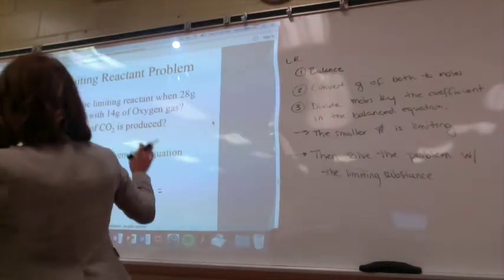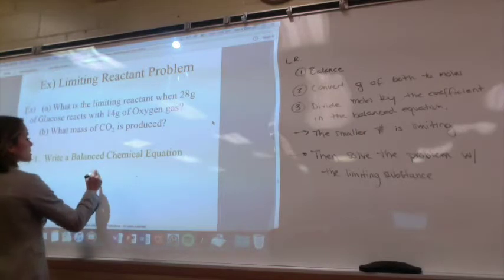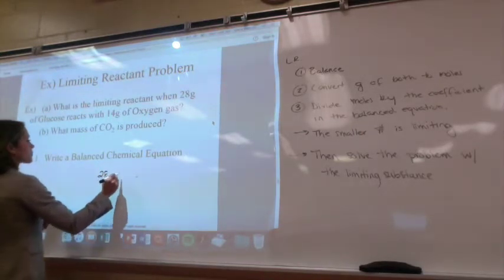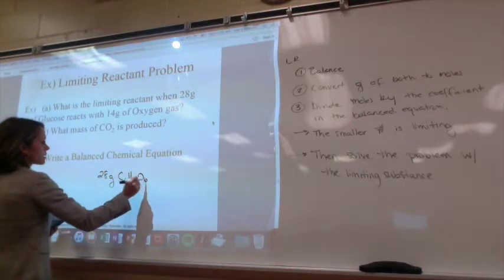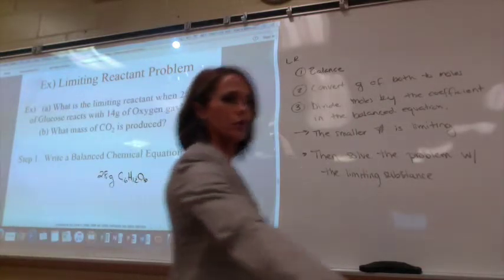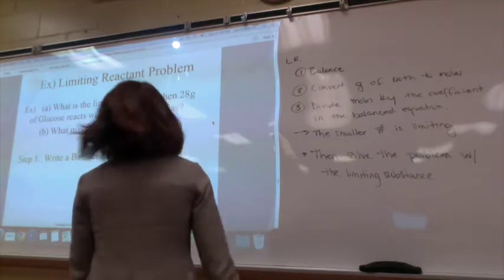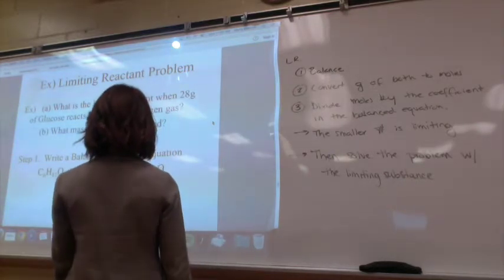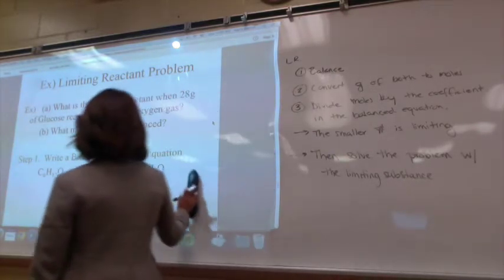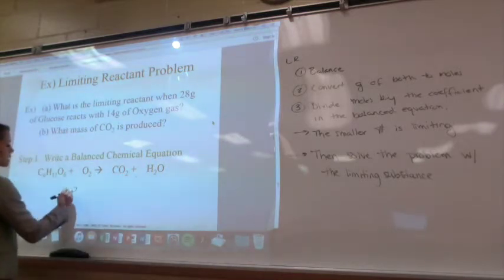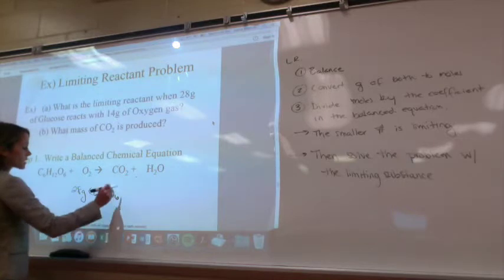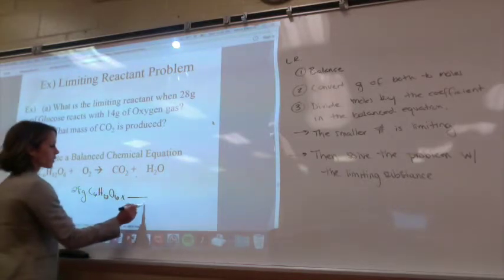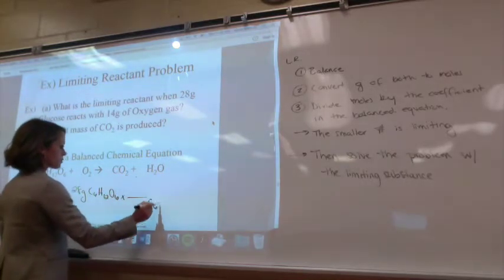So if you're doing it with me for my way, what I would do is I would take that 28 grams, oh, you don't know what glucose is, C6H12O6. Let me put up the balanced equation first. There it is. Let me move this down. So I would take my 28 grams of C6H12O6, and I'm going to convert that to moles.